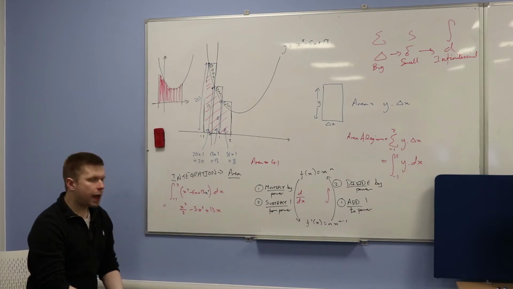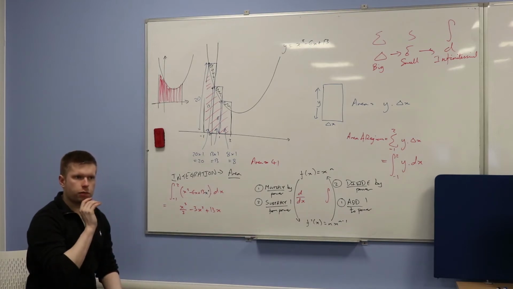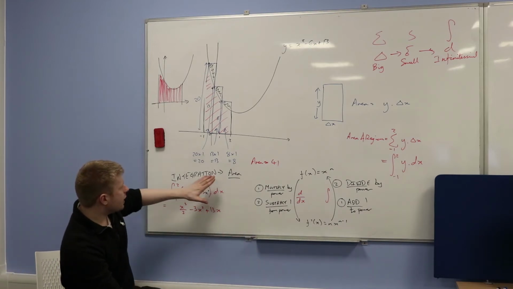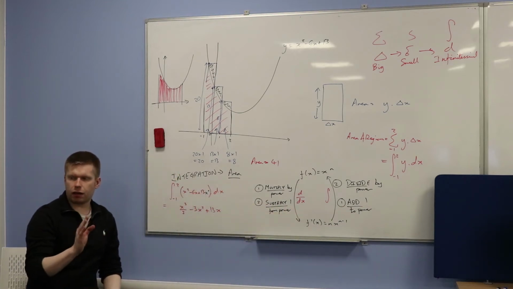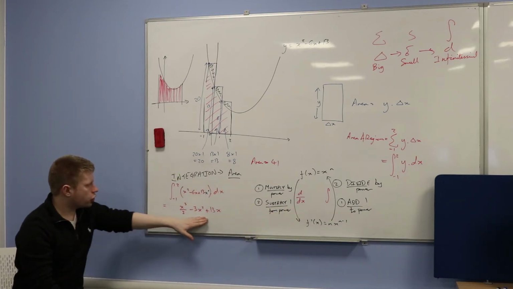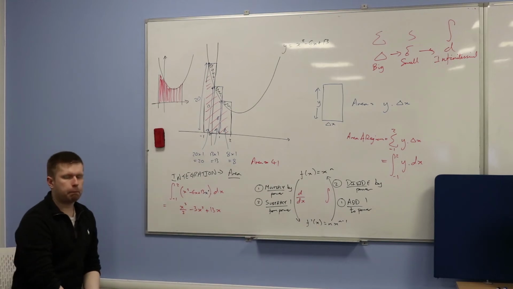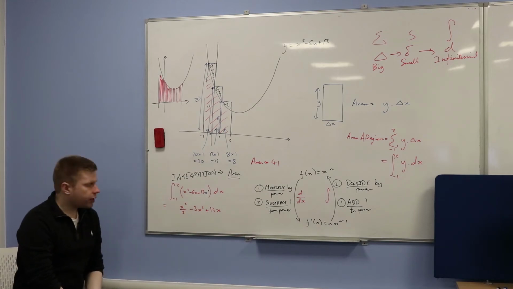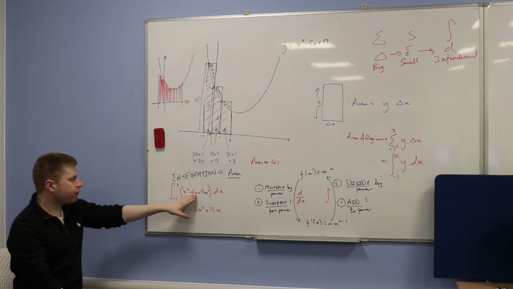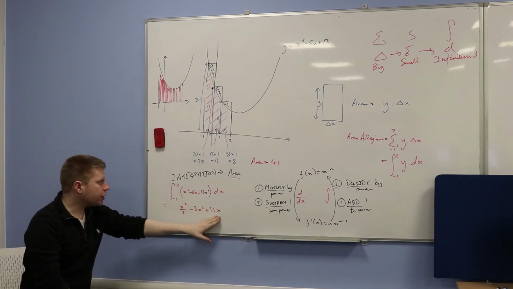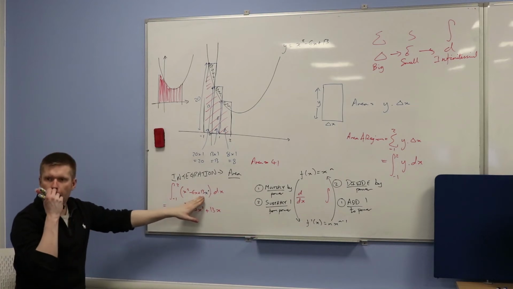However, I'm not quite finished, because I said that integration is the reverse of differentiation. So have a think. If I differentiated this function, would I get back to here? Sort of. If I differentiated that, I definitely get x squared. If I differentiated that, I definitely get negative 6x. If I differentiated that, I definitely get 13.